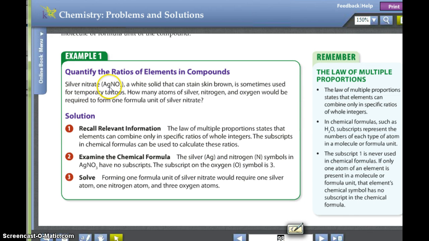Ag, there's no subscript, so how many are there? There's just one. N, there's no subscript, so how many N's are there in one formula unit or one molecule? There's just one. O3, so how many oxygens have to be present in this molecule or formula unit? 3.